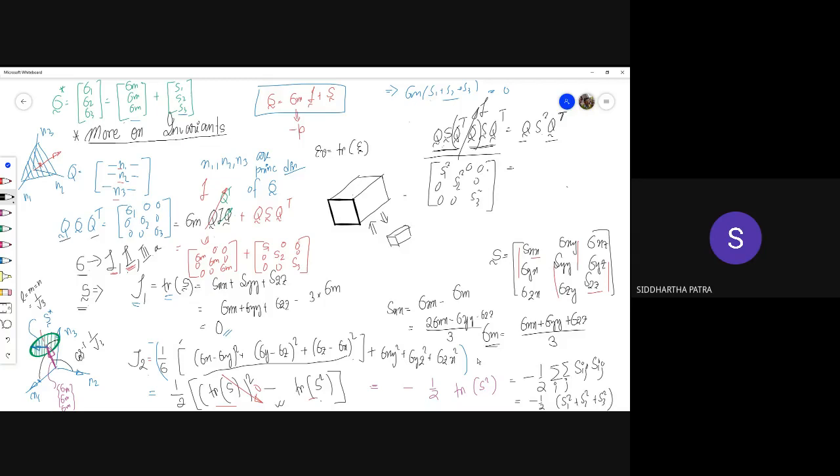If you substitute S1 equals sigma 1 minus sigma m, where sigma m is the trace of S divided by 3, which is sigma 1 plus sigma 2 plus sigma 3 divided by 3, in this expression, you would get this expression right here: minus 1 by 6, then no shear term, but only the normal terms, which is sigma 1 minus sigma 2 whole squared, plus sigma 2 minus sigma 3 whole squared, plus sigma 3 minus sigma 1 whole squared.